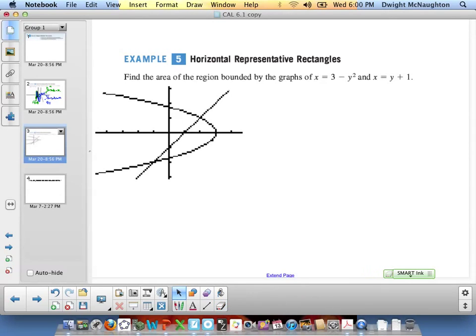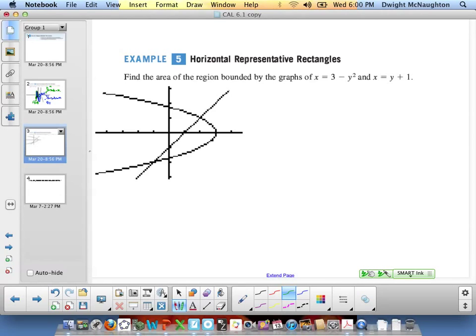Our parabola, instead of being vertical, is horizontal with an x-intercept of 3. And our line, instead of having a y-intercept, is going to have an x-intercept. So we're going to graph it. We're going to need to find our intercepts. I'm going to do that by hand on this one.